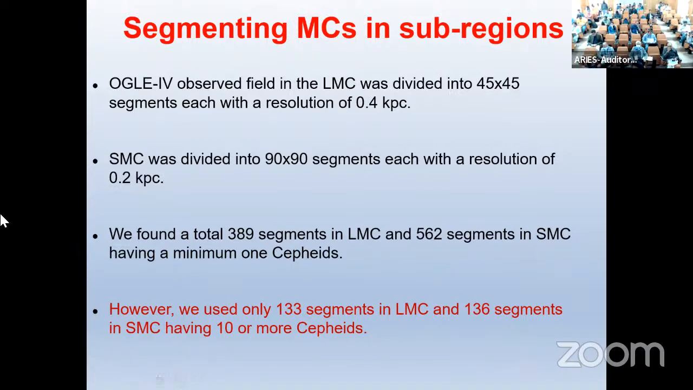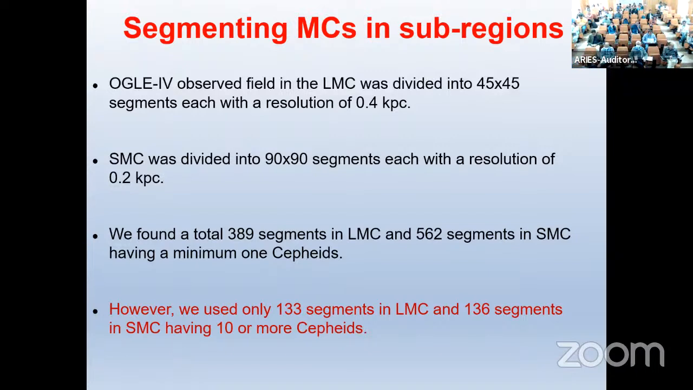But later we checked that we need at least 10 Cepheids in each segment to do some stress analysis. So we found only 133 segments in the LMC and 136 segments in the SMC where we have 10 or more Cepheids. Actually, this work was done to map the reddening in the LMC and SMC. That was the main work.